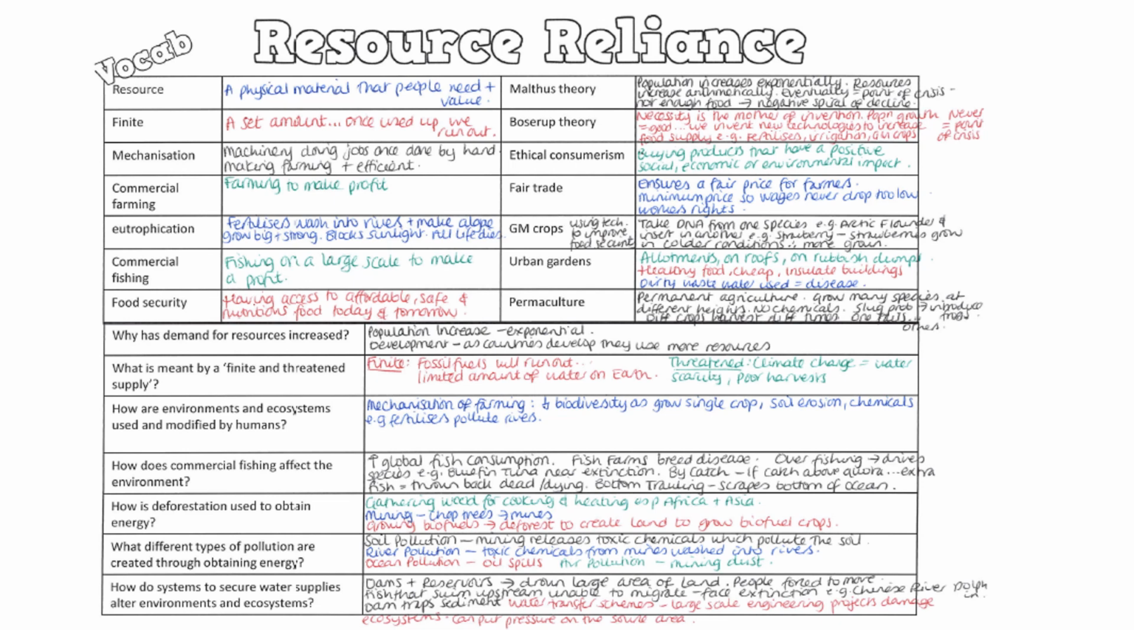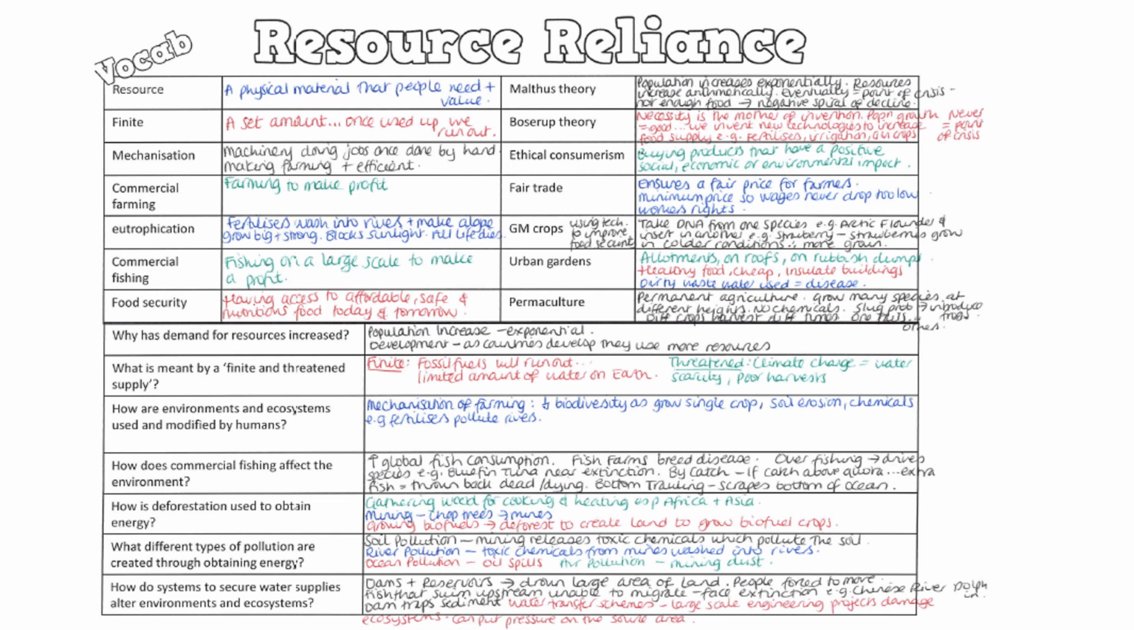Why has demand for resources increased? Because the population has increased exponentially and countries are developing. And as countries get richer, they use more and more resources. As countries get richer, people move from not owning anything to get around, just walking, to then owning a bicycle to get around. Then they might own a small motorbike. Then eventually they're rich enough to own a car. Then they're rich enough to own a larger car. And so as countries get richer, they use more resources.